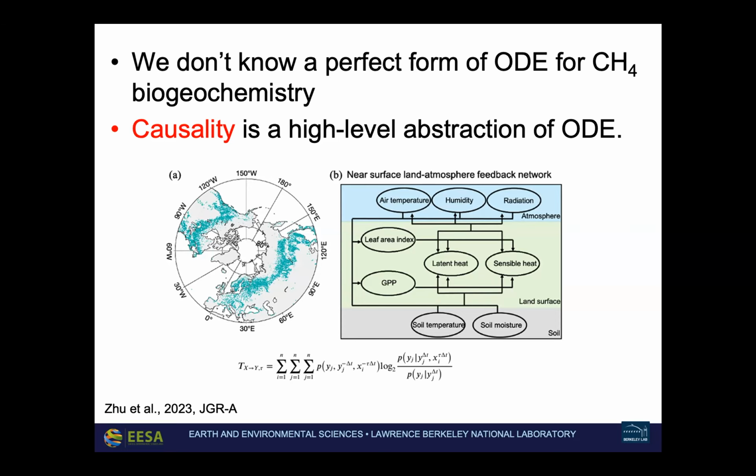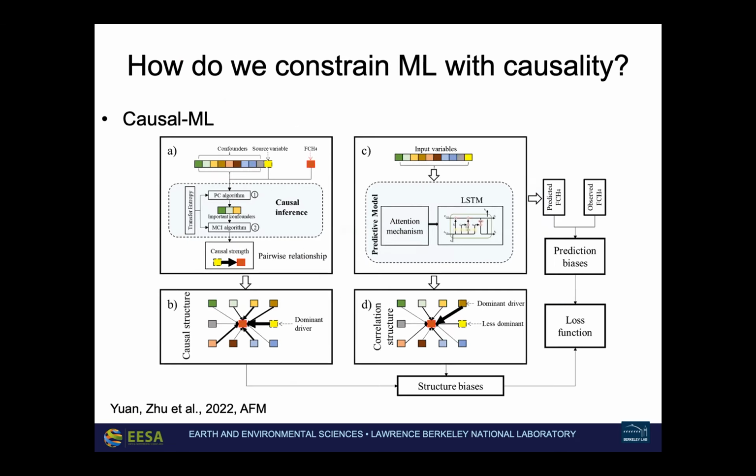So this approach we apply not for the mapping first, we test here for the near surface land atmosphere interaction. So you can see there's soil, near surface vegetation, and near surface air atmospheric variables, and they form a very complex network. You cannot come up with a perfect ODE for that, but you can infer a very, very robust causal network for this system. Very similar thing for our methane upscaling work as well. So we take that and merge with the neural network.